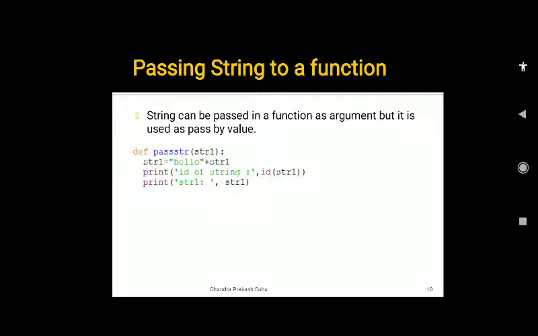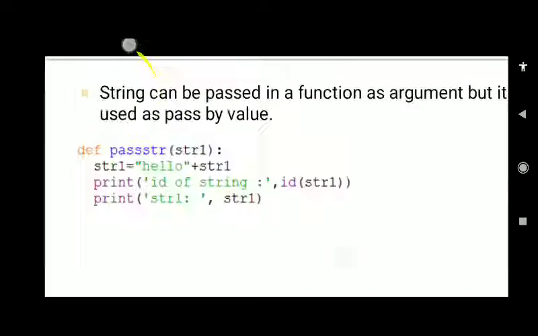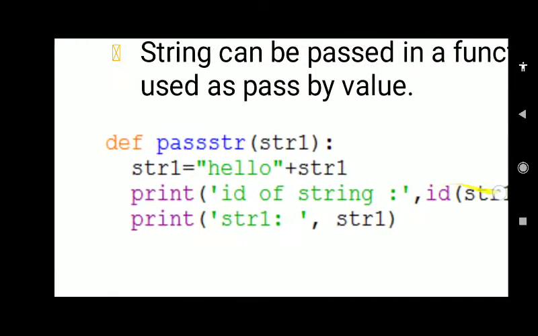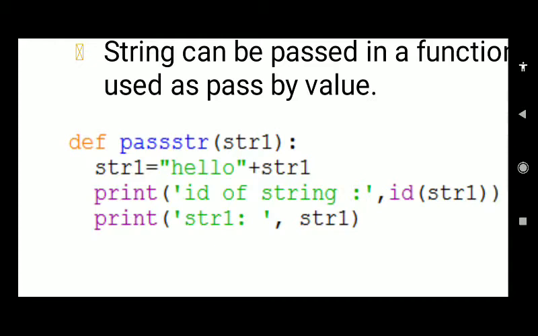A string can be passed in a function as an argument, but it is passed by value. Here a 3-line code has been used. The function name is pass str, and inside the brackets str1 is a formal parameter, or the formal argument. str1 equals hello plus str1.